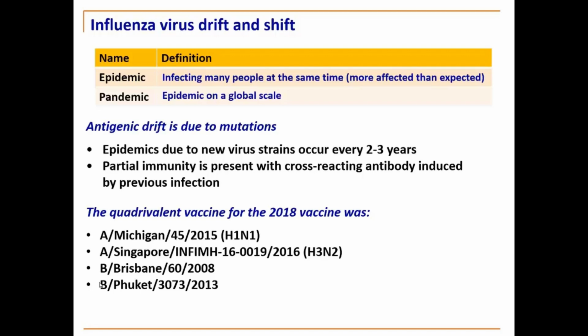And the particular lab serial number or isolate code, which is quite arbitrary but specific to each lab, the animal the isolate was taken from, its location and the year all become part of the strain designation. So hence, influenza A was isolated in Michigan with an isolate code 45, don't worry too much about that. And the year was 2015, and because it's influenza A, it was H1N1. And the second one is influenza A, isolated in Singapore, don't worry about where from, 2016, H3N2. And then you've got influenza B, Brisbane, 2008, and Phuket, 2013. So you can start to see how they're actually designated.